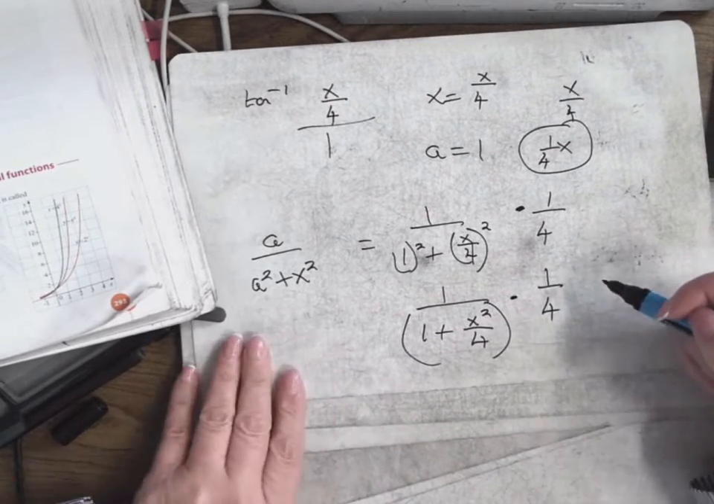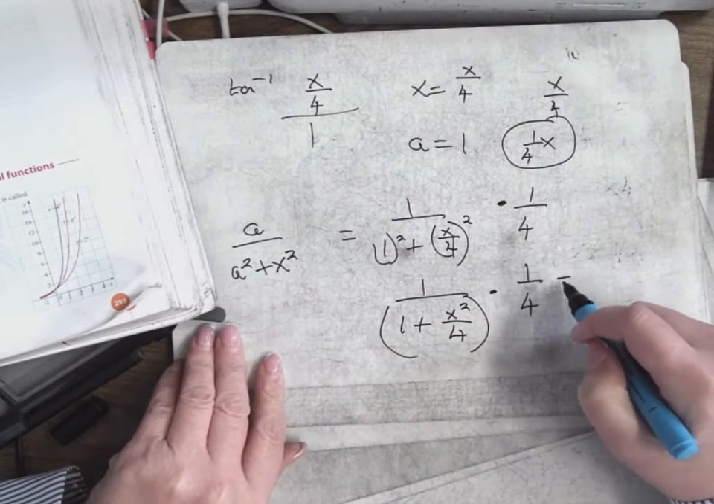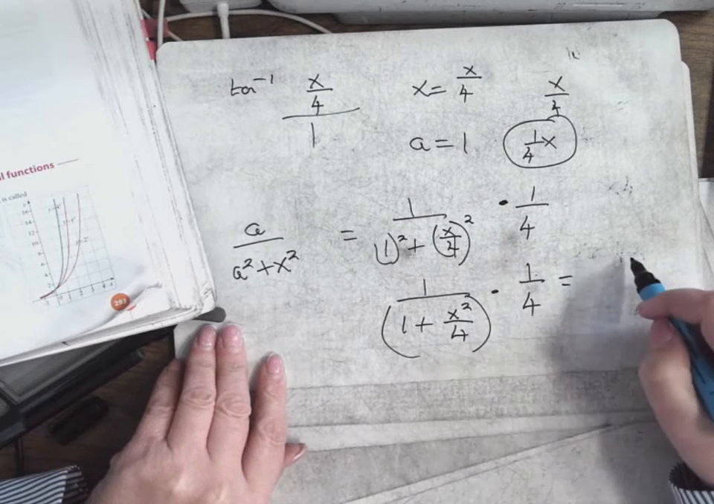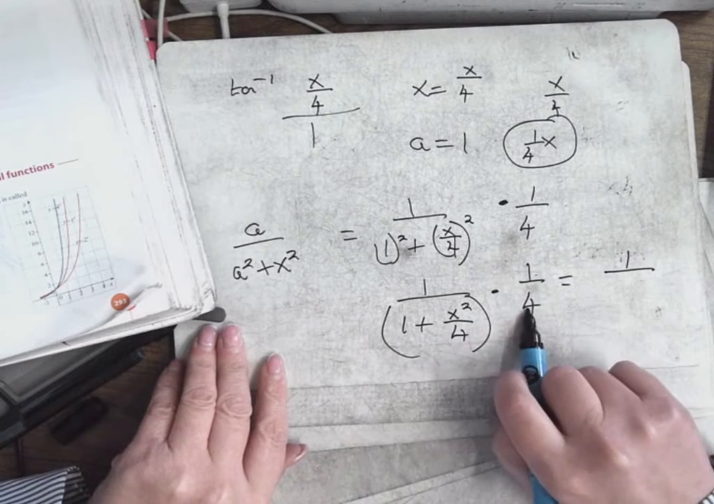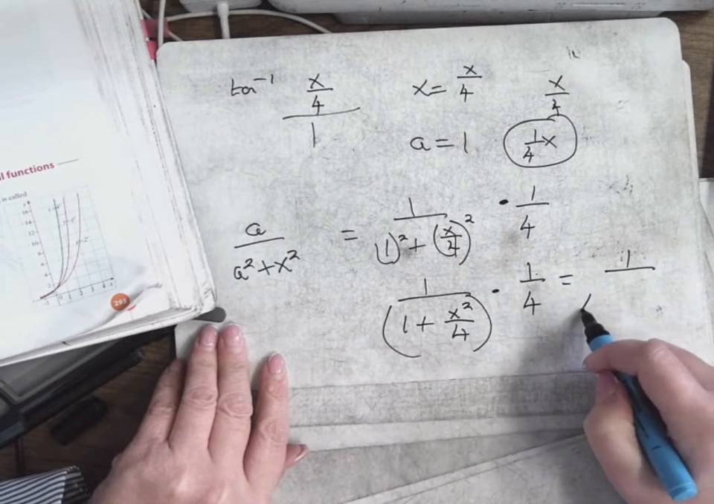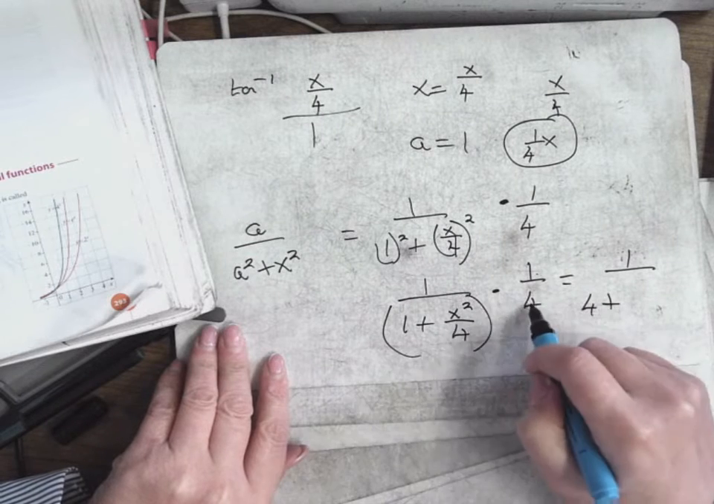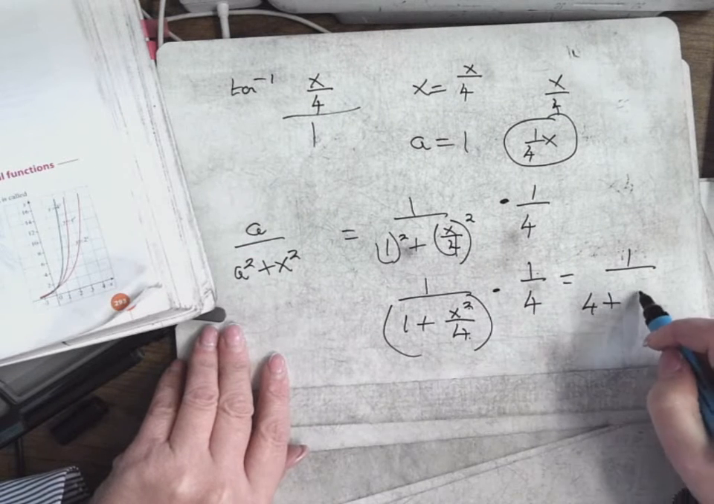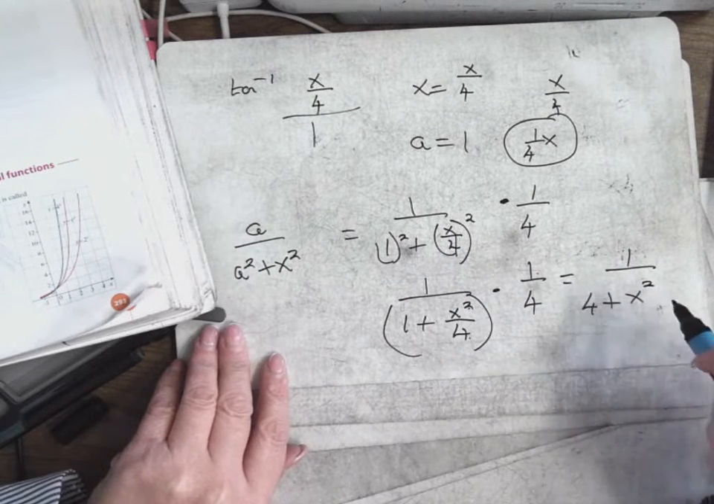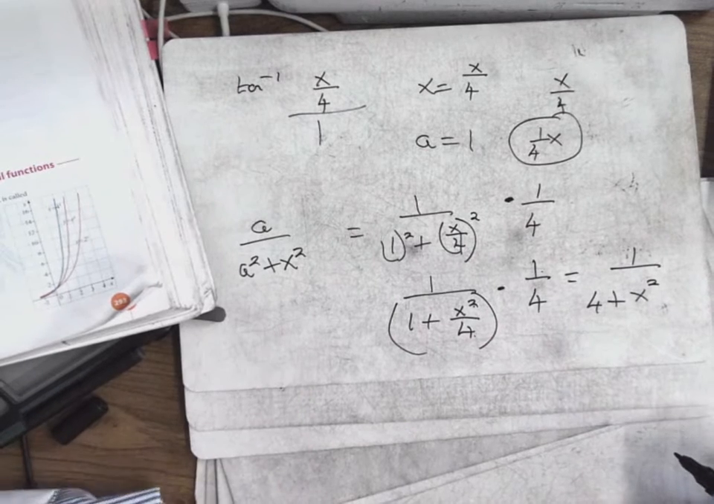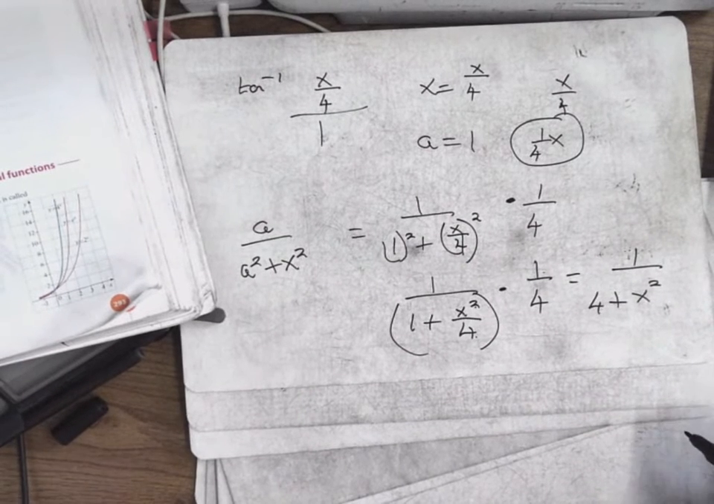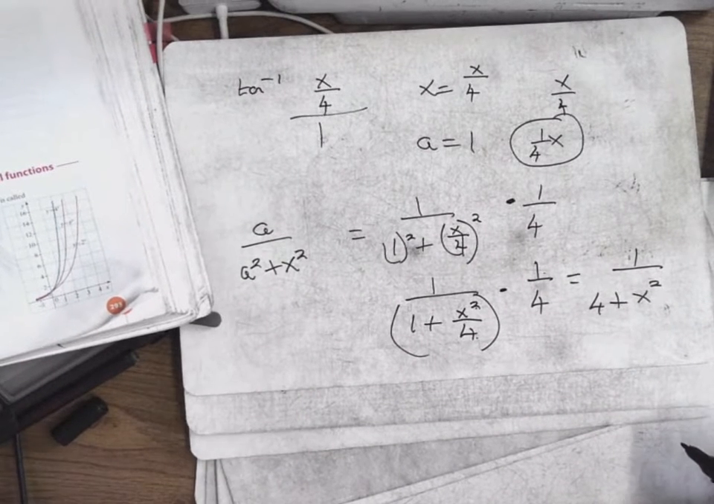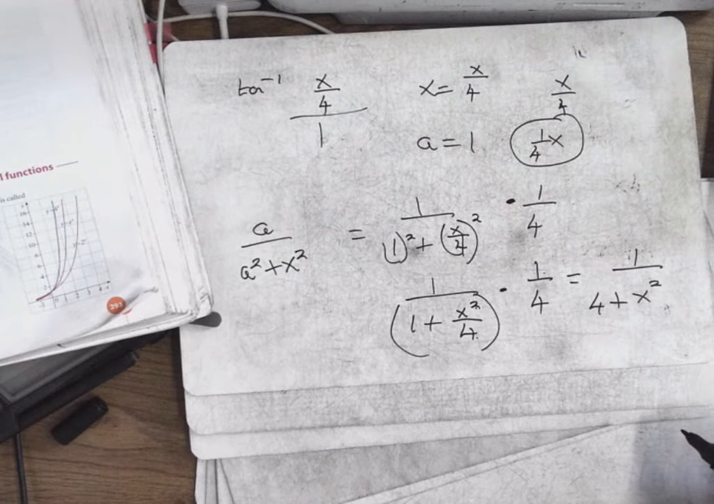Agreed? Right, okay, so multiplied top, 1 by 1 is 1. Multiplied by the bottom, 4 by 1 is 4. 4 by x squared over 4 is just x squared. Is that okay? That's your answer. Are we good?